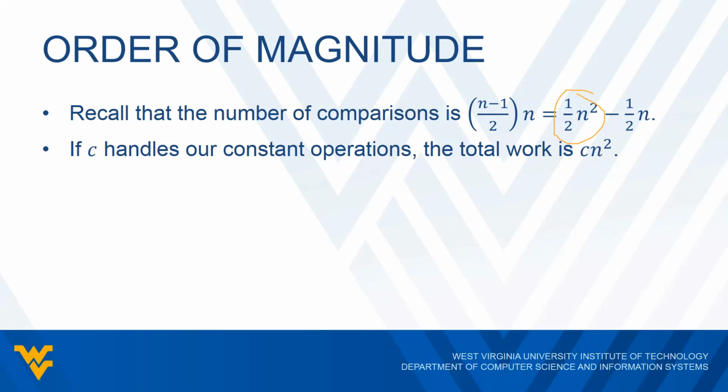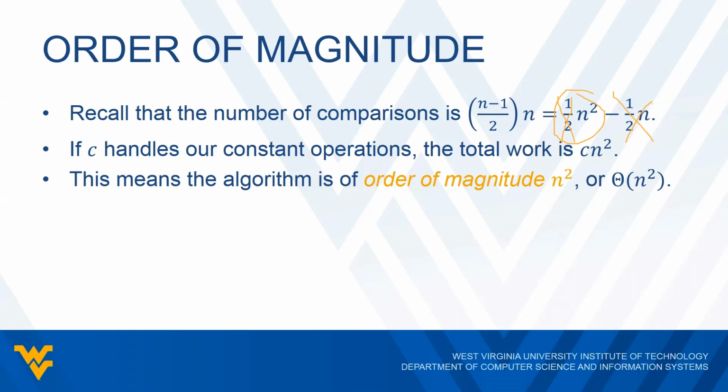In fact, when n gets really large, this term does not become important. It's negligible, so we can just cross that out. The big part is the n squared portion of the number of comparisons, and 1/2 here is a constant, so we're not too worried about the 1/2 part either. We'll cross that out too. All we really care about is the n squared. So our total work done is Cn squared, which means the algorithm is of order of magnitude n squared, or with the notation we talked about before, theta of n squared.